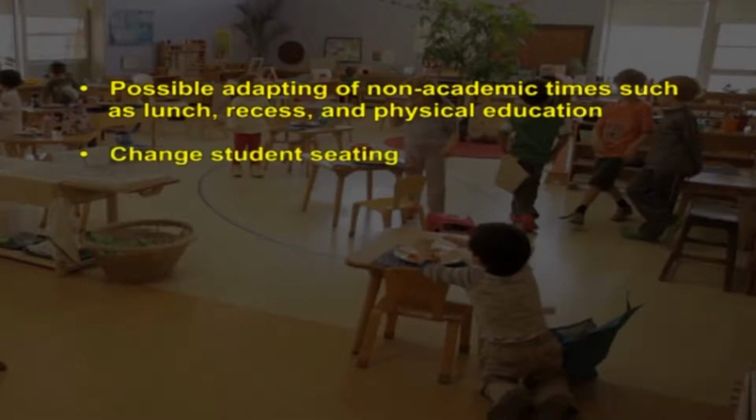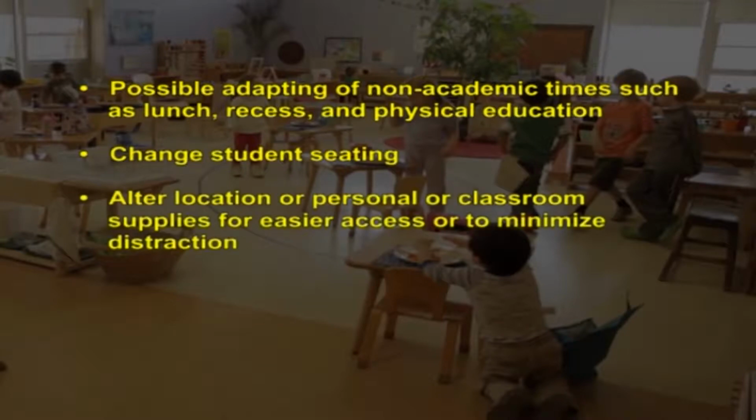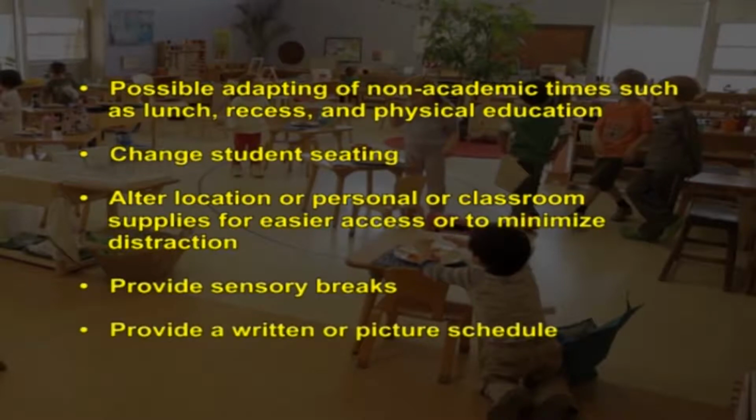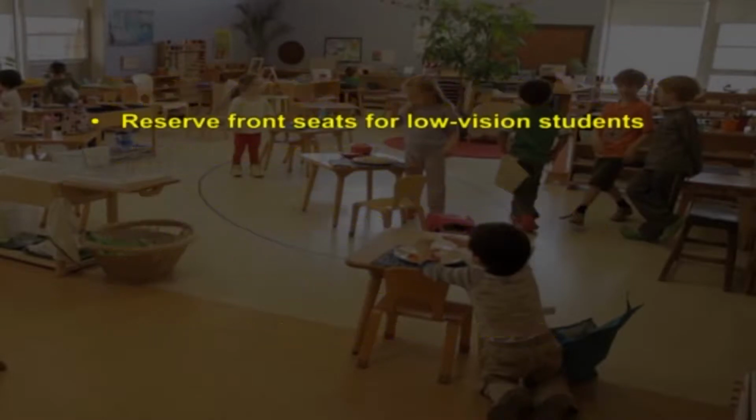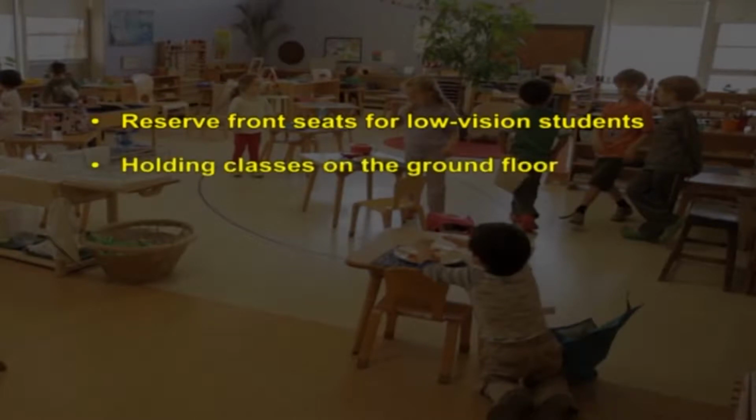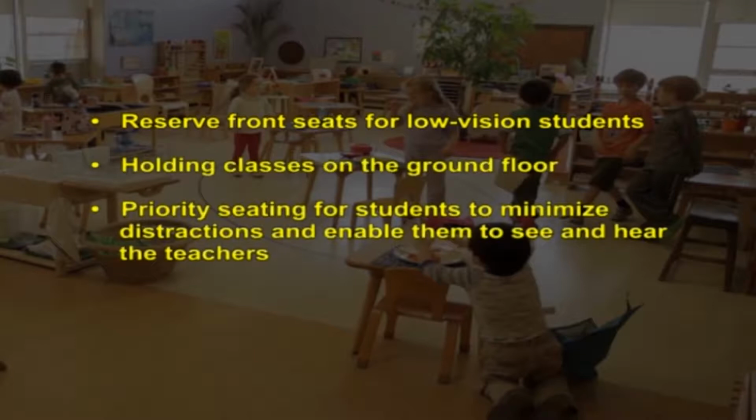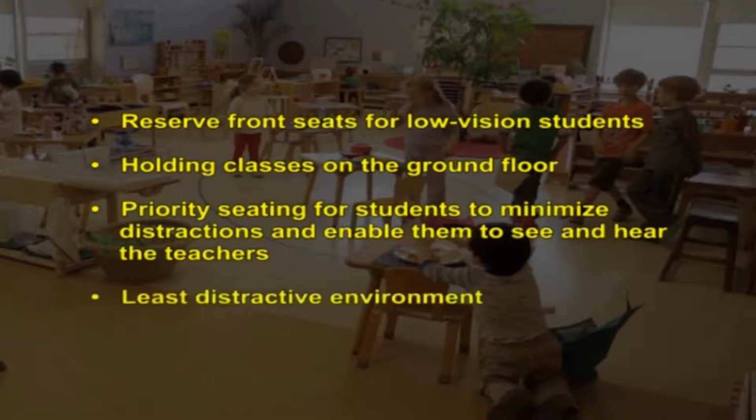Change student seating. Alter location of personal or classroom supplies for easier access or to minimize distraction. Provide sensory breaks. Provide a written or picture schedule. Reserve front seats for low vision students. Holding classes on the ground floor. Priority seating for students to minimize distractions and enable them to see and hear the teachers. Provide least restrictive and distractive environment.